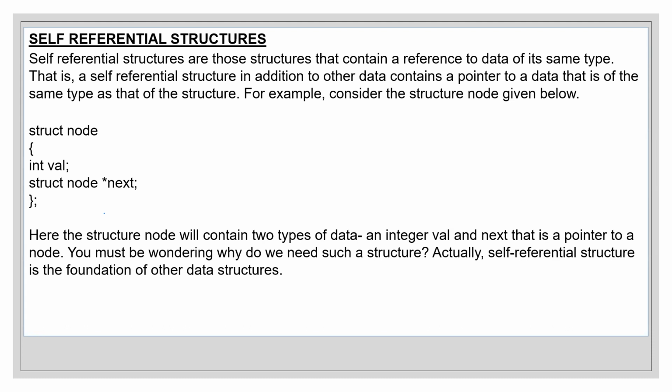So this is self-referential, meaning it's a structure that contains a reference to data of its own type. For example, a node may have an integer value and a pointer to another node. This type of structure is a fundamental building block for data structures like a linked list. Do you know what a linked list is?